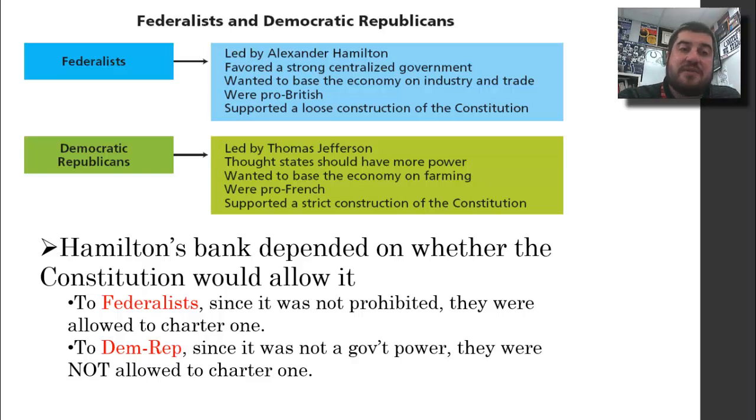Jefferson's Democratic Republicans, or the modern day Democrats, this party is the only one that has stood the test of time and is still here today. They're led by Thomas Jefferson. They think states should have more power as opposed to the central government. They want to base the economy on farming. They're pro-French, and they basically say, since establishing a bank is not a government power, they should not be allowed to charter one.